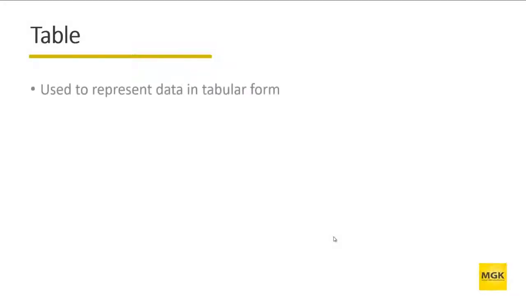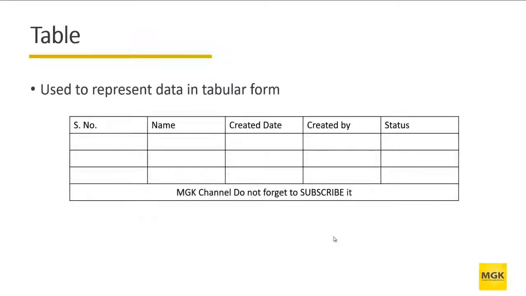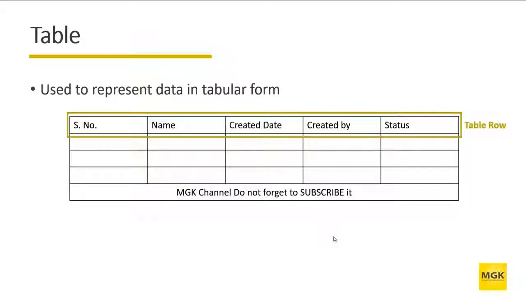So what is tables? Table is used to represent data in tabular form. This is how tables look like. The whole row is called table row, and each column is known as table data, and the row at the top is known as table head. In that you can mention your table headings. The very bottom row is known as table footer, and between these two rows is known as table body.